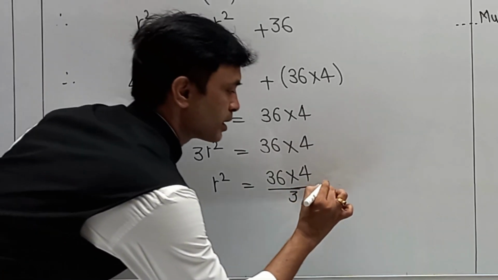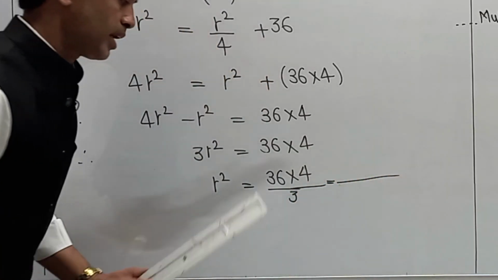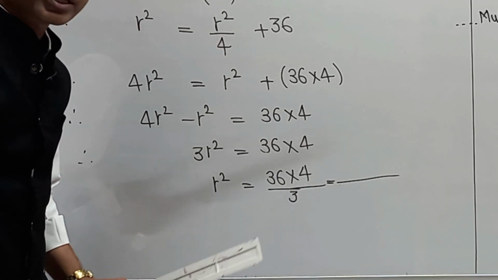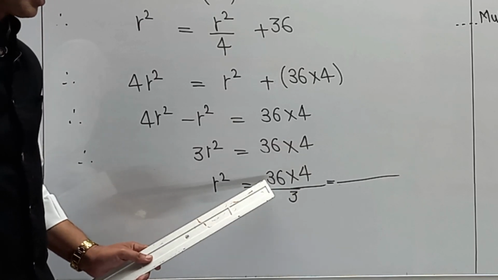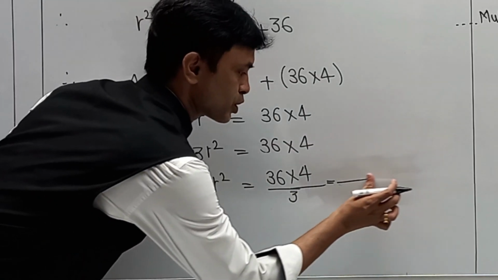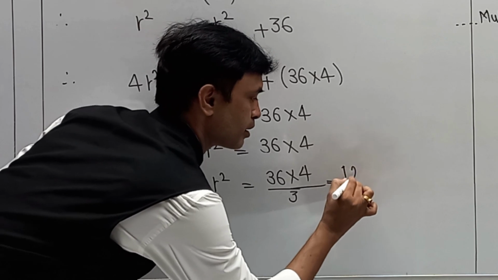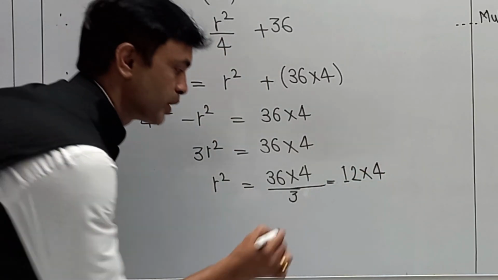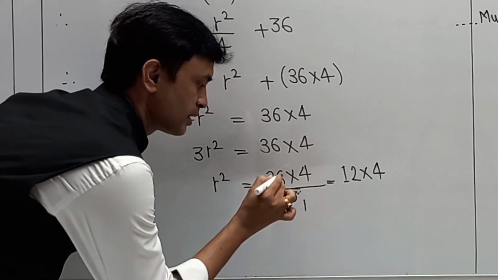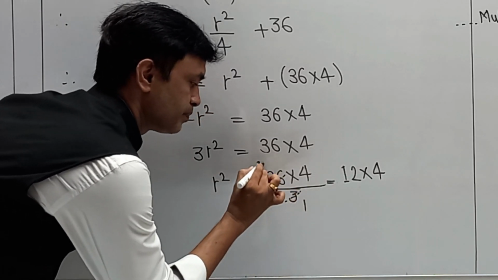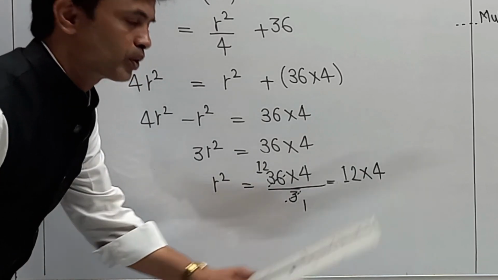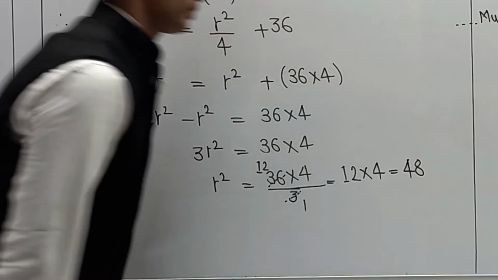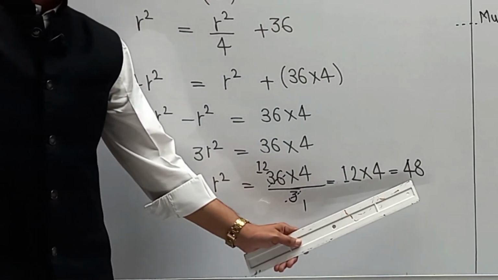Now simplification, we go for more simplification. 3 1s are 3, 3 2s are 6, means 3 into 12, or 12 3s are 36. So this part becomes 12 into 4, and 12 into 4 is 48. So our value of R square is equal to 48.